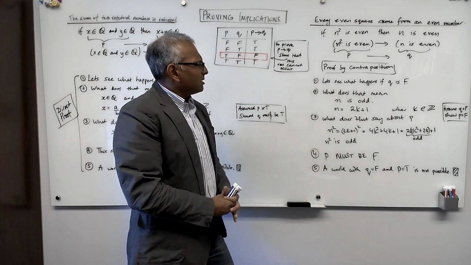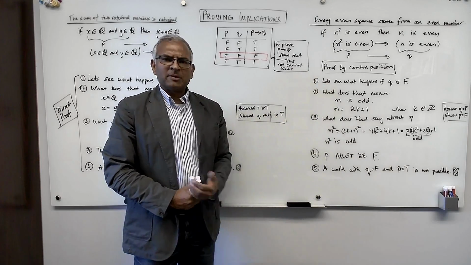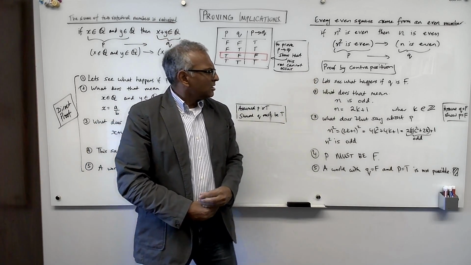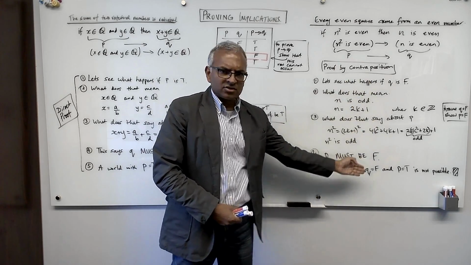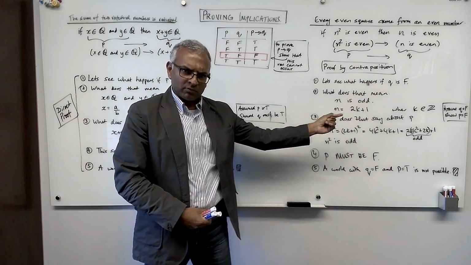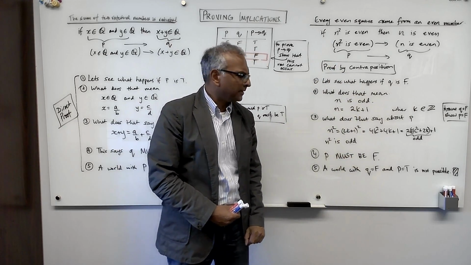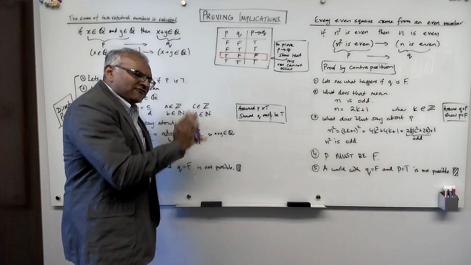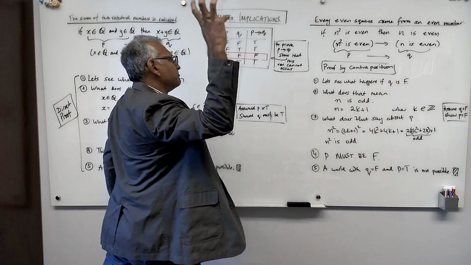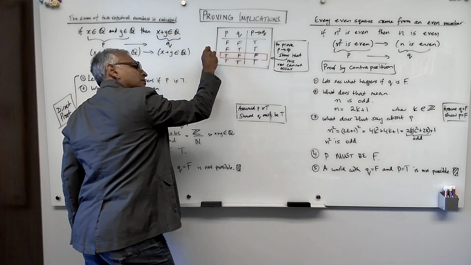The advantage of knowing the name is if you see somewhere, I'm going to prove it by proving the contrapositive, or a proof by contraposition, you know this is what's going to happen. You're going to enter a world with Q false and show that in this world, P must be false. Now, I want to emphasize again, they're the same proof technique based on this row of the truth table.